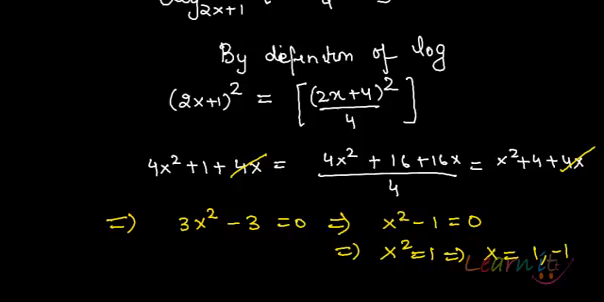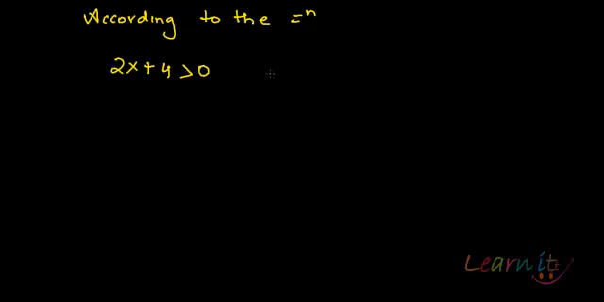Now 1 and minus 1 are the values that we have. So we need to now know what is the domain. What is the domain of this equation? What kind of x can we take? Now according to the equation, whatever is inside the logarithm should be greater than 0. So therefore 2x plus 4 should be greater than 0, which implies that x should be greater than minus 2. Now in both the cases, x equals to 1 and minus 1, both are greater than minus 2.